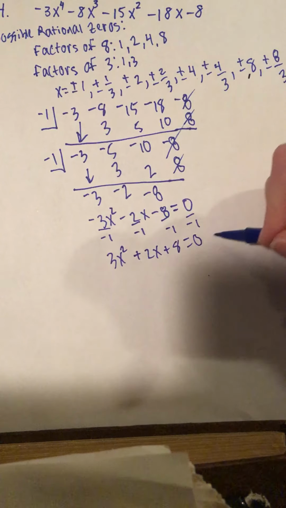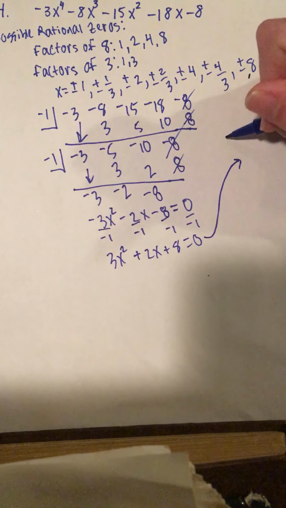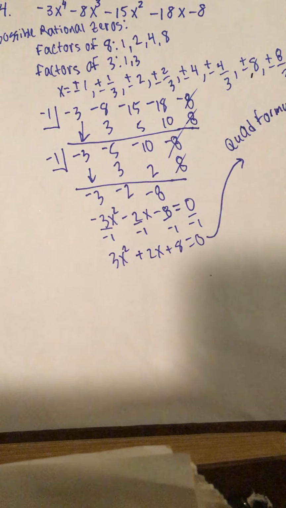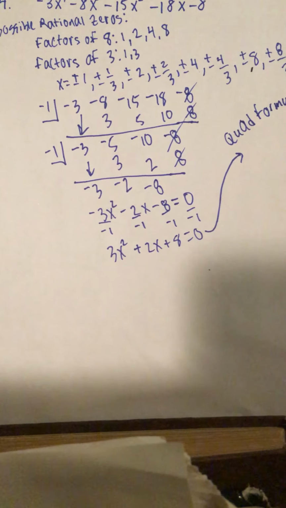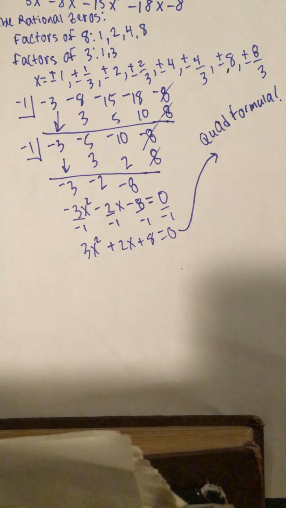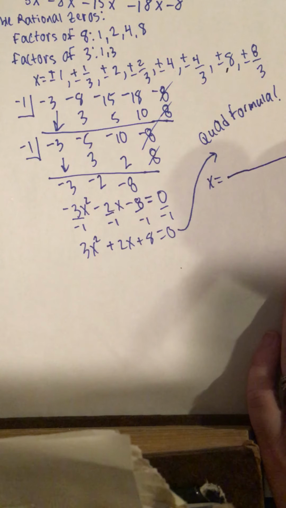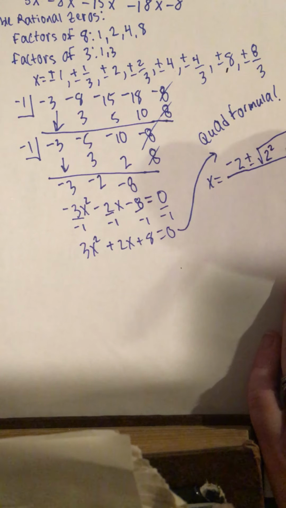All right, now the quadratic formula. Move this over a little bit. We're going to use the quadratic formula. So it's going to be x is equal to negative b, so negative 2, plus or minus the square root of b squared, 2 squared, minus 4 times a, which is 3, times c, which is 8, all divided by 2a, so 2 times 3.